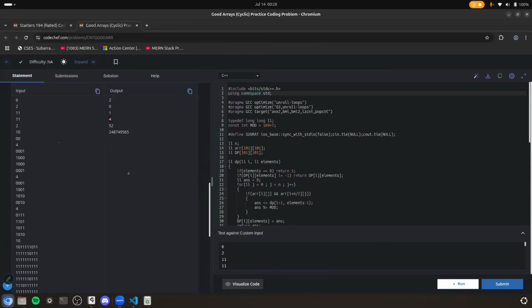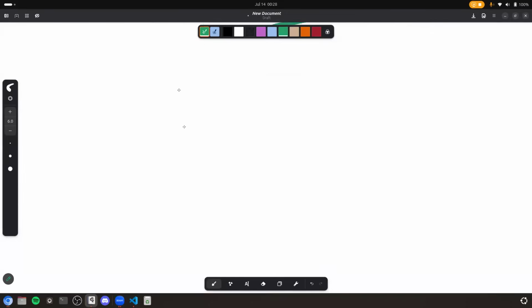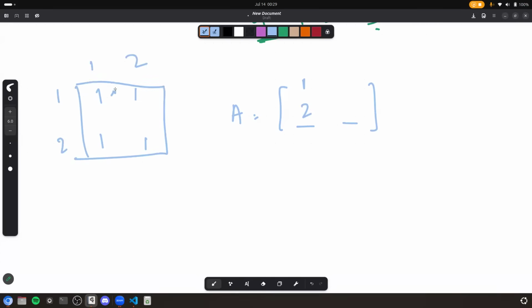Let's solve another test case. Let's solve the first test case. The first test case is 1, 1, 1, 1. So A has two elements. The first element can be 1 or it can be 2. The second element again can be 1 or 2.